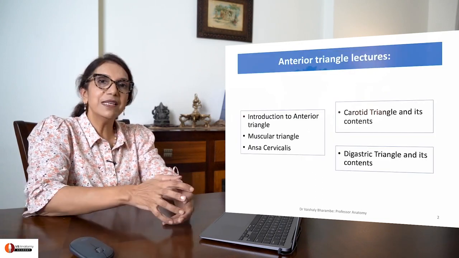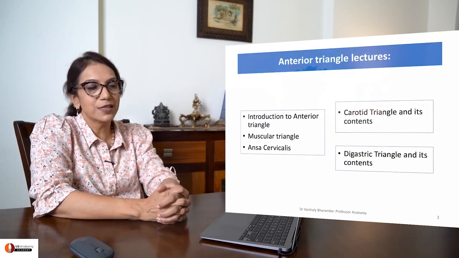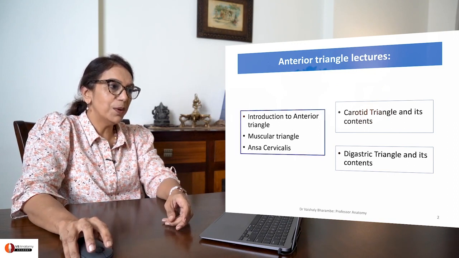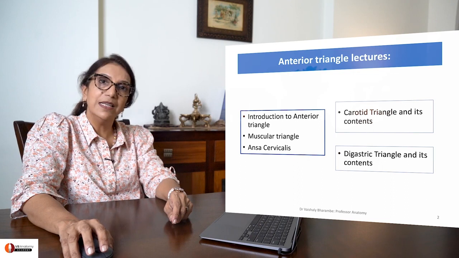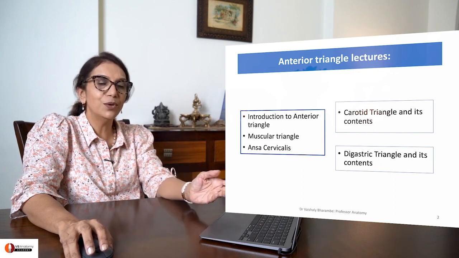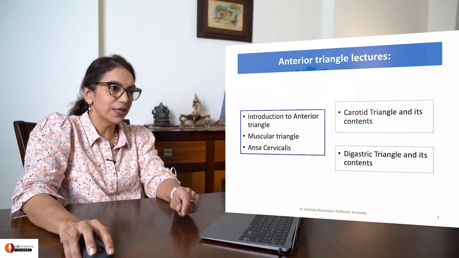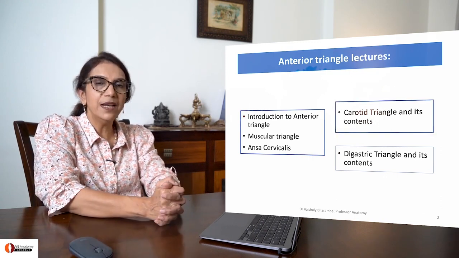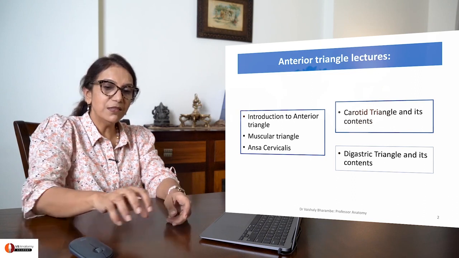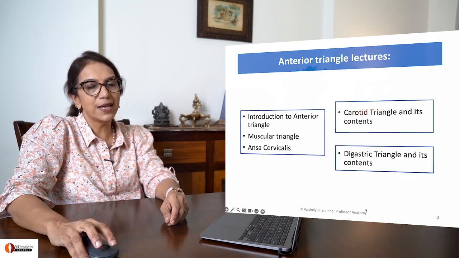Today I'm starting my series on anterior triangle lectures. So here I'm going to talk about anterior triangle, muscular triangle and Ansa cervicalis. This has already been done. The link for this is available. You can go check this lecture out. Now today we're going to talk about carotid triangle and its contents. Okay, this will be followed by a lecture on digastric triangle.